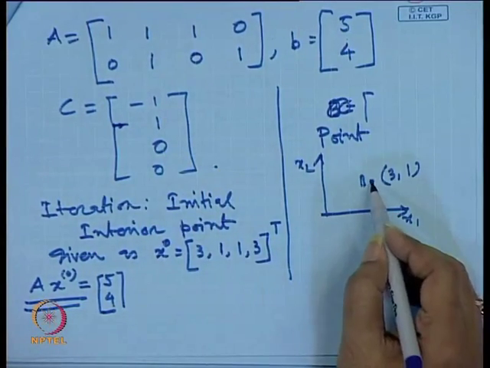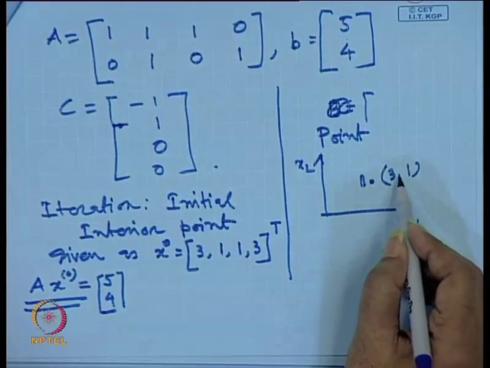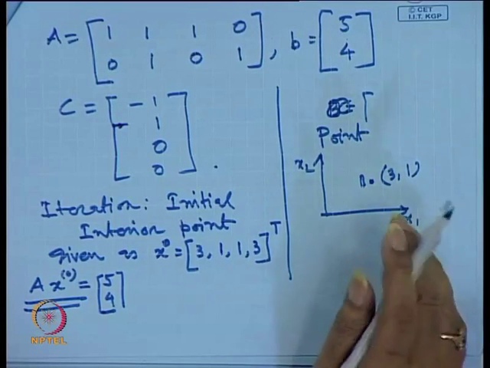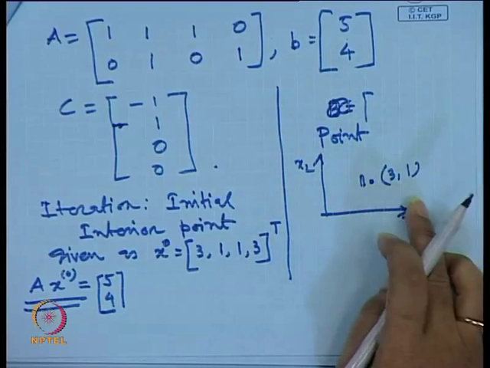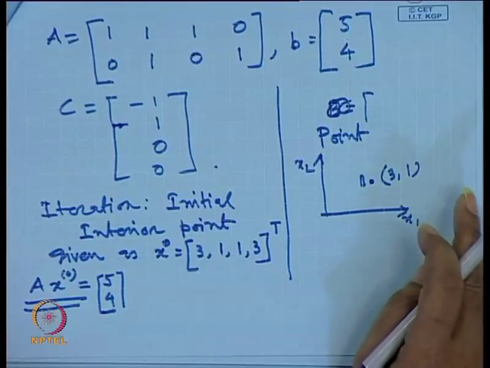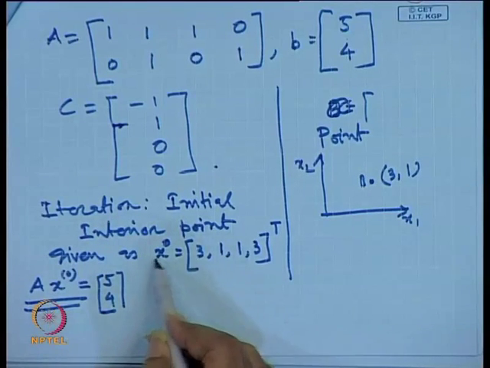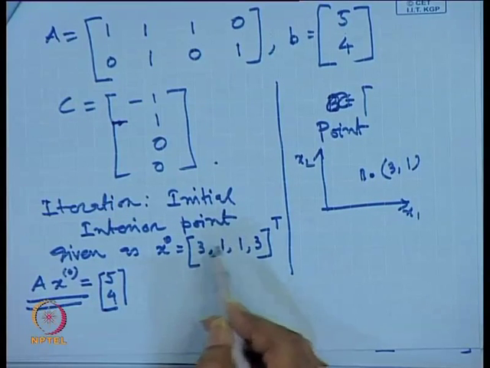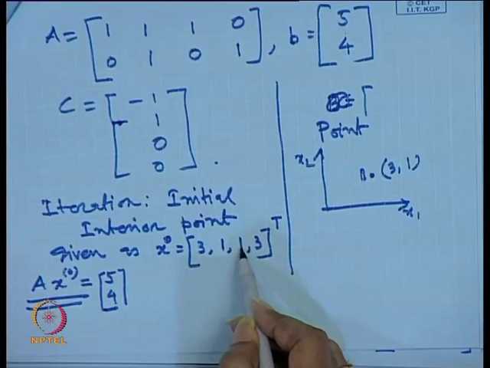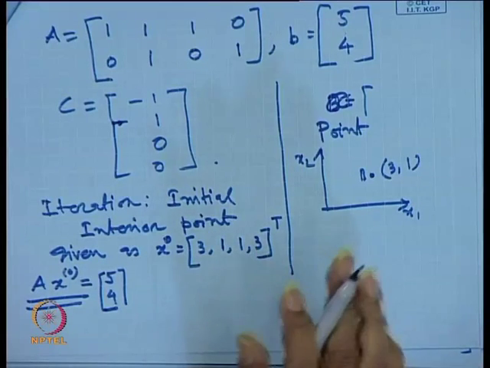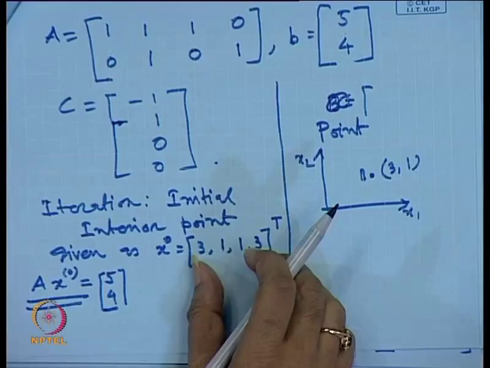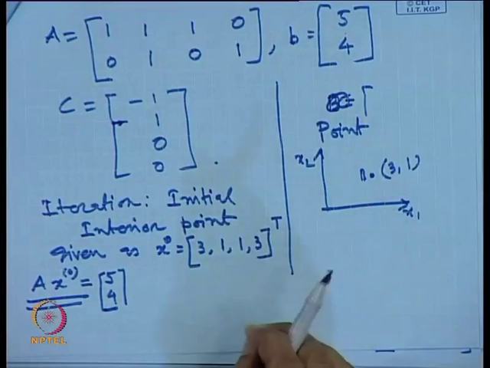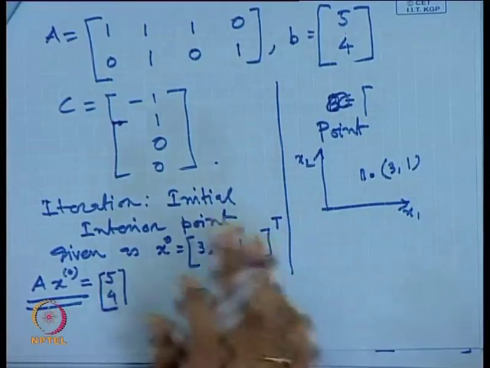We take an initial guess of, let us say, x1 is 3, x2 is 2, but we have two additional variables, x3 and x4. Accordingly, the initial condition x0 is x1 equal to 3, x2 equal to 2, then x3 I have considered as 1, and x4 as 4. This is the initial condition. You have to choose the initial condition in such a way that the point is in the interior, in the feasible region of this problem.